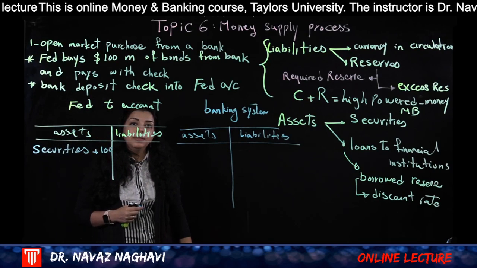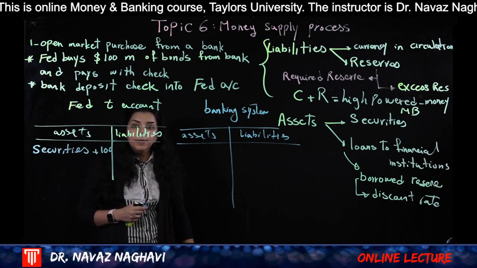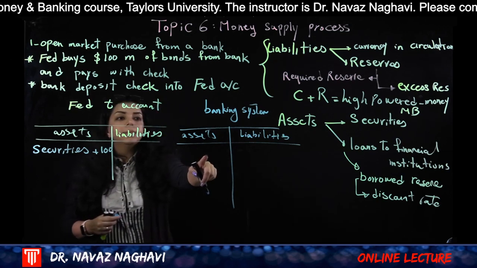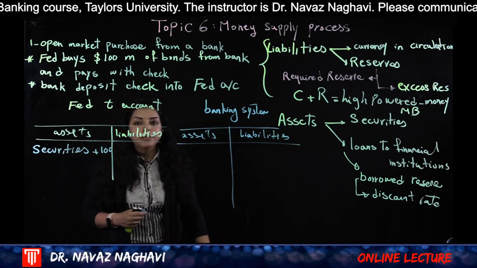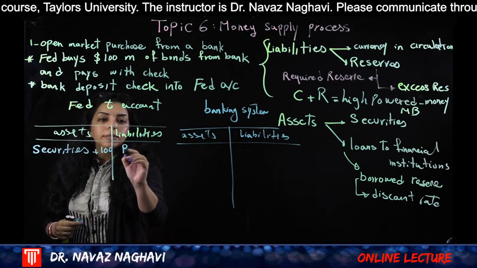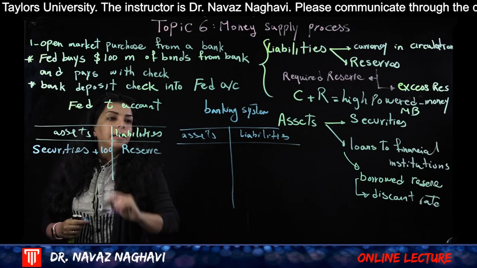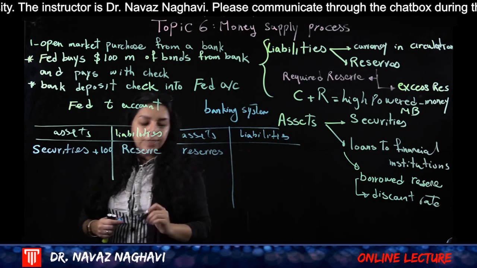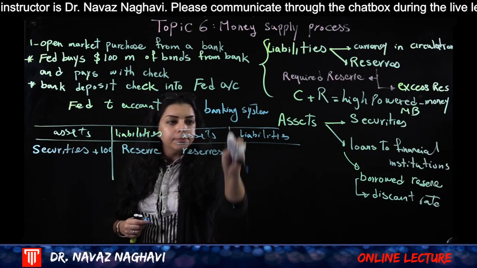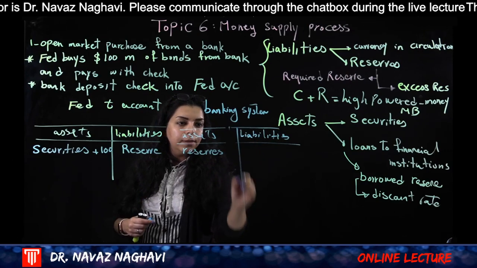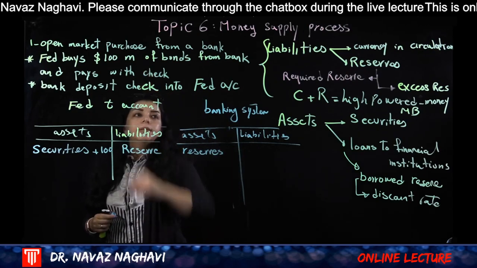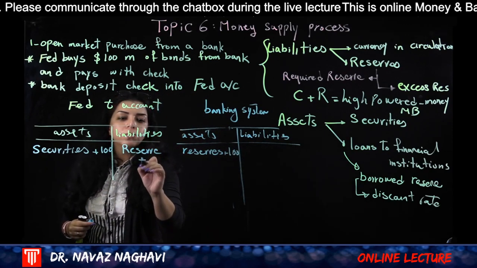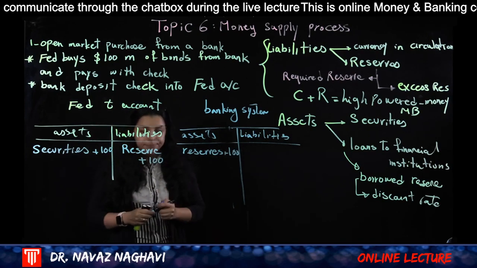So what is happening after the securities increase? It means that the Fed is giving some reserves to the banking system. If you remember, we said that reserves are the liability of the Fed and an asset for the banking system. So here the reserves are increasing, of course by the amount of the purchase, which is 100. It is again positive, and this reserve is also positive 100 here.